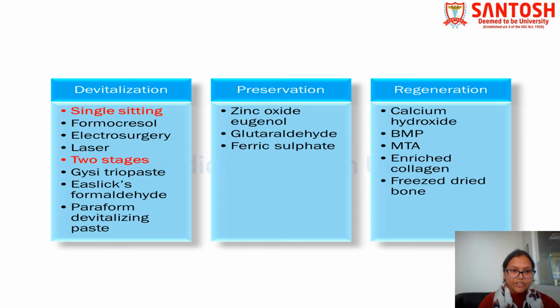Devitalization in a single sitting can be done with the help of formocresol, electrosurgery or laser. In two stages, it can be done with other formulations like Gysi Triopaste, acrolein formaldehyde or paraformaldehyde devitalizing paste. For preservation, we use zinc oxide eugenol, glutaraldehyde and ferric sulfate. Whereas in regeneration, we use calcium hydroxide, bone morphogenetic protein, mineral trioxide aggregate, enriched collagen, freeze-dried bone.